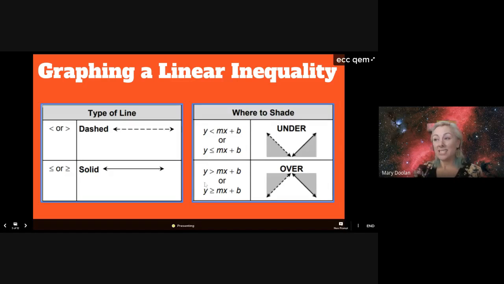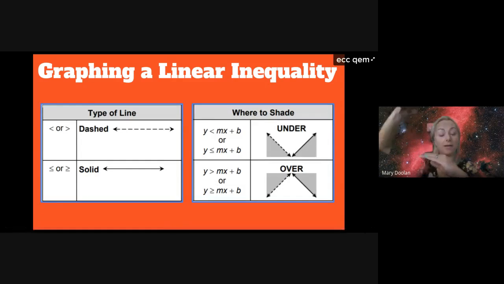The other scenario is y is greater than mx plus b, or y is greater than or equal to mx plus b. And here, y is bigger, greater than. So you think about the y-axis, you're shading above the line. Where does y increase and get larger?